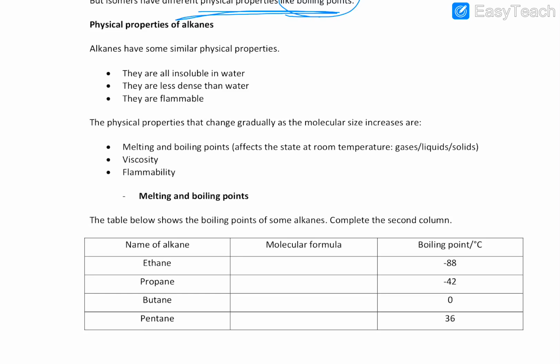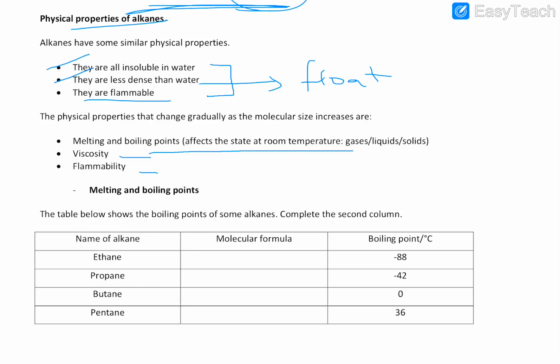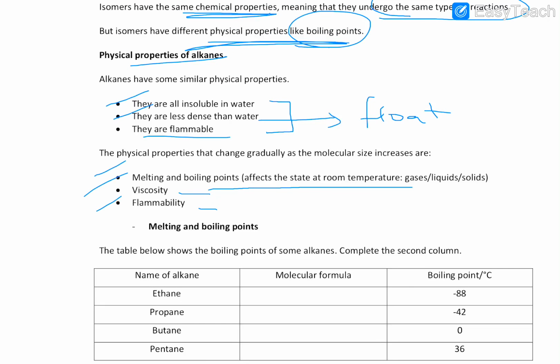So these are the physical properties of alkanes: insoluble in water, less dense than water, so it's going to float, and they are flammable. That's why we use methane as a fuel, because it's flammable. And the physical properties change gradually as the molecular size increases. So melting point and boiling point, viscosity and flammability. Okay, so in the next video we're going to see all these physical properties and how they change as the molecular size increases.